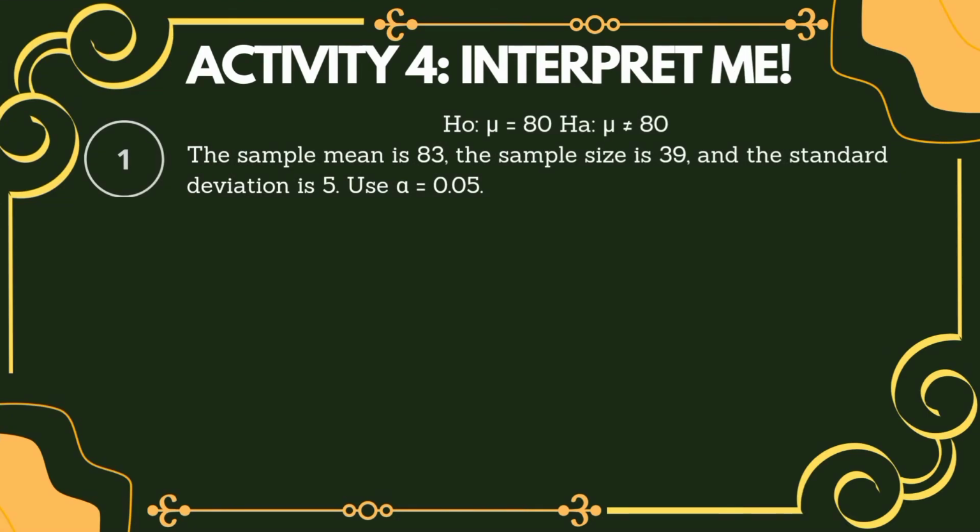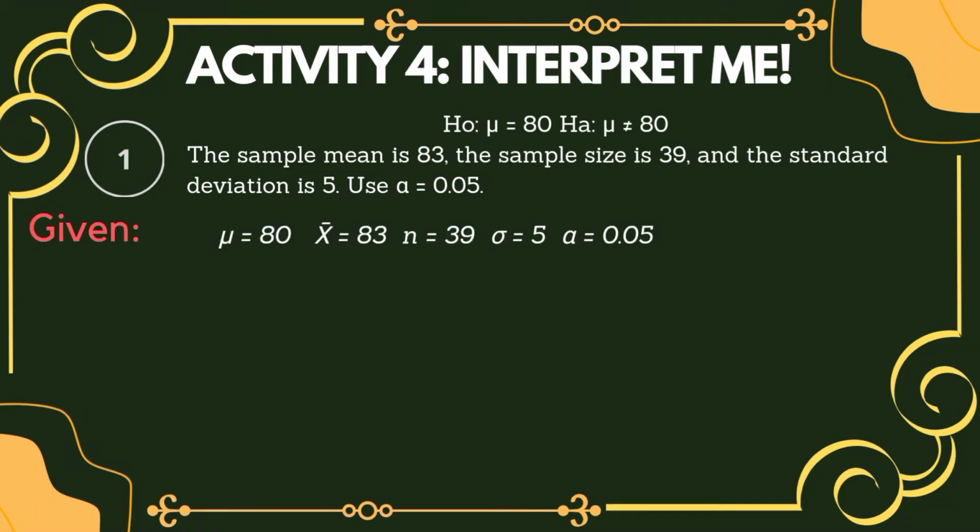The null and alternative hypothesis are both given in this situation. The null hypothesis is equal to 80, while the alternative hypothesis is not equal to 80. First, let us all list down the following given, for it will be much easier for us to draw the conclusions from it. In this item, we have the population mean, which is equal to 80. The sample mean is equal to 83. 39 is the sample size, and the standard deviation here is 5. Then, we are going to use 0.05 or 5% as the level of significance.